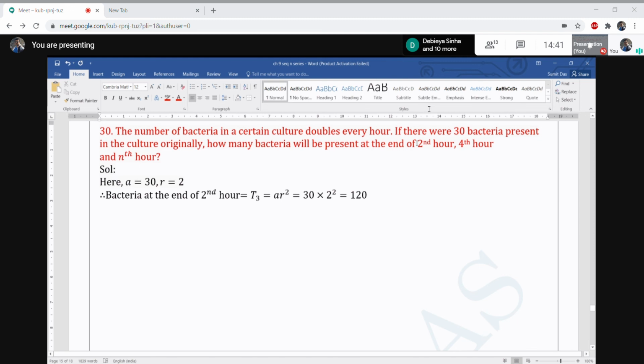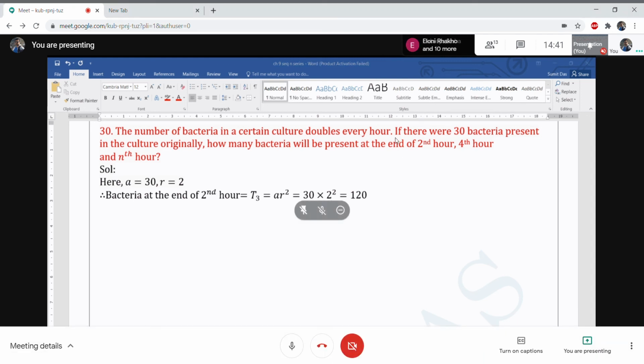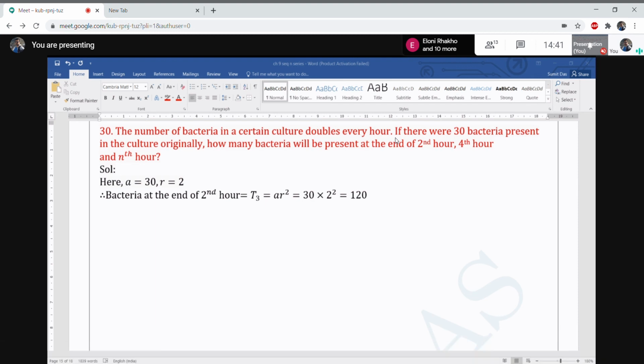In a certain culture, the bacteria doubles every hour. If there were 30 bacteria present in the culture originally, how many bacteria will be present at the end of the second hour, fourth hour, and nth hour?